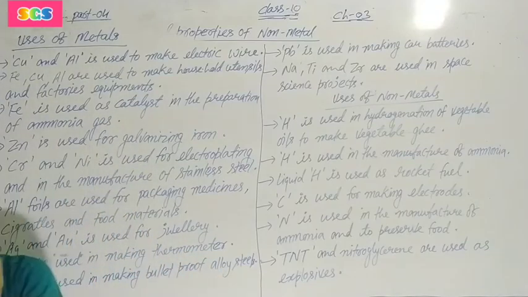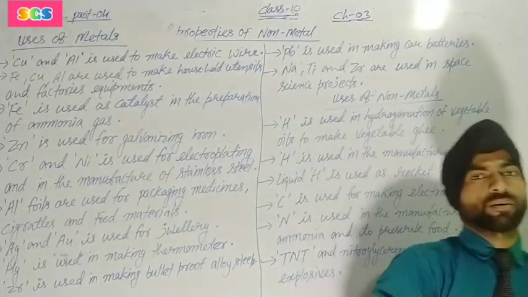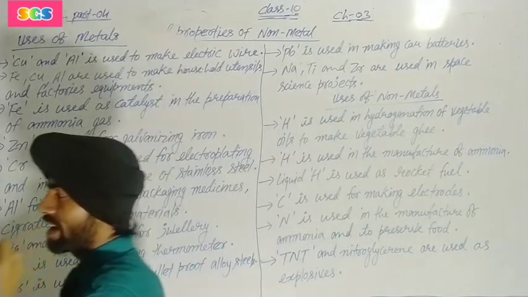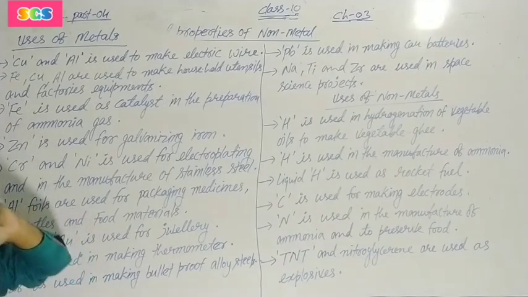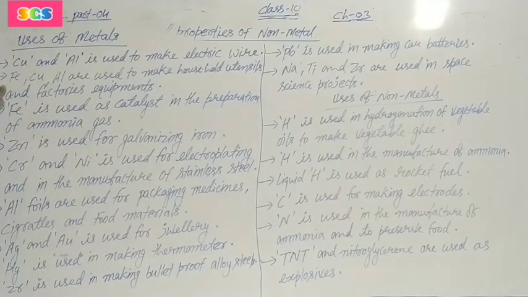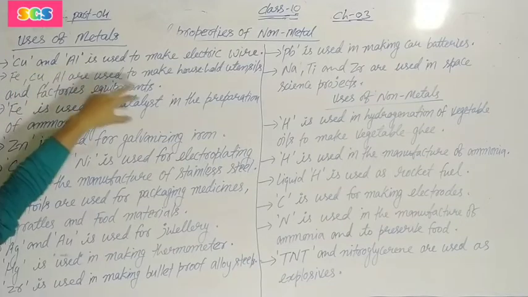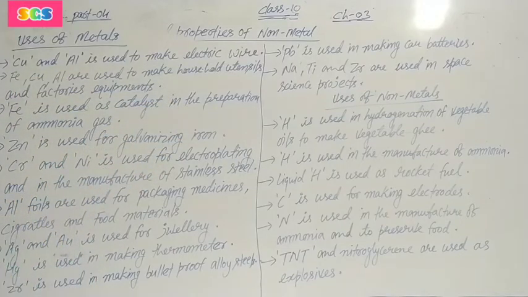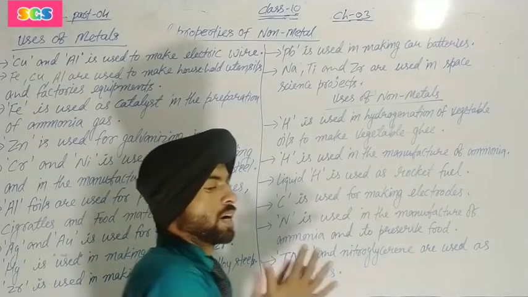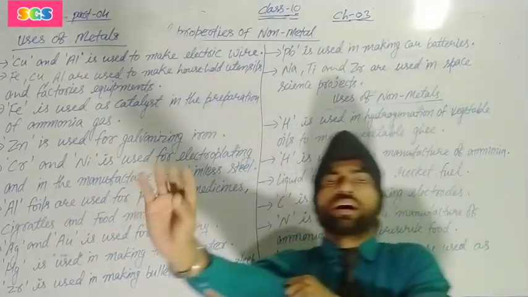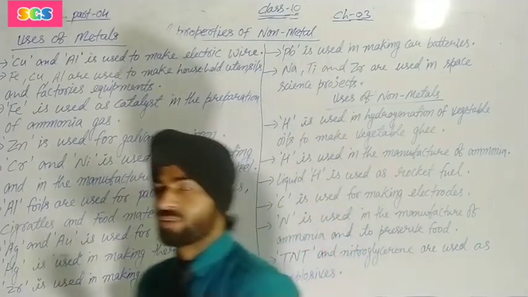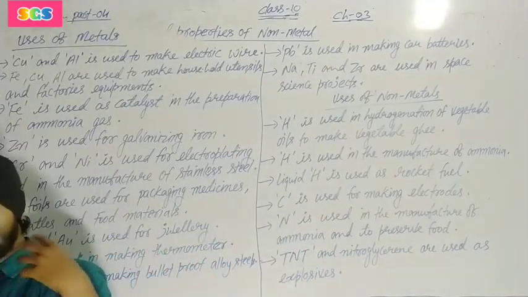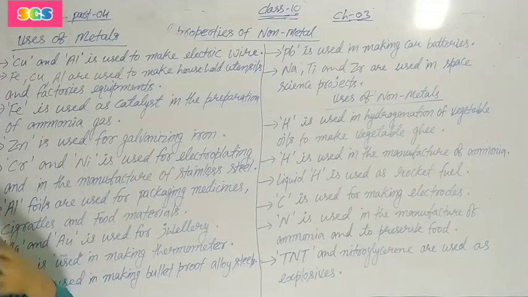As we know that metals are good conductors of electricity, that's why they are used as wires. Copper and aluminium are used as wires as they are good conductors of electricity. Another is iron, copper, aluminium. These are used to make household utensils. Usually you see in your house that your household utensils are made of aluminium, iron or stainless steel also, or copper.